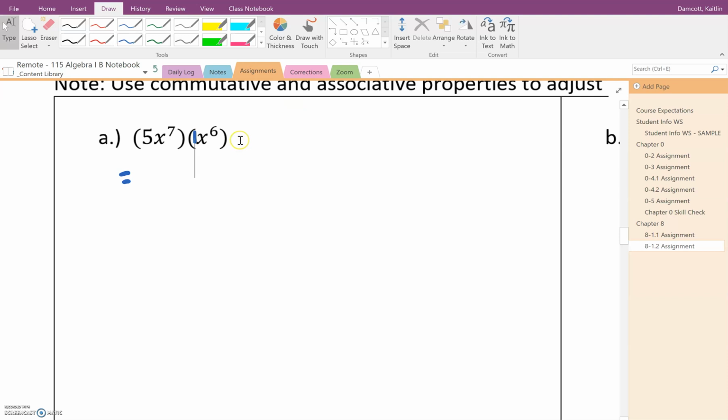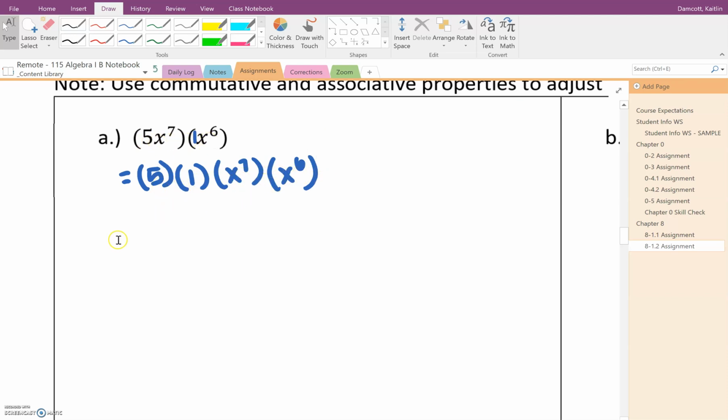There's a 1x there. So I'm going to change my order around so that I group my numbers first and then my variables. I'm putting 5 because that's the first number I see, coming from here, and then I'm putting the 1 from the other grouping. So I've got 5 and 1. Then I've got my x to the 7th power that I'll write, and from here I've got my x to the 6th power.